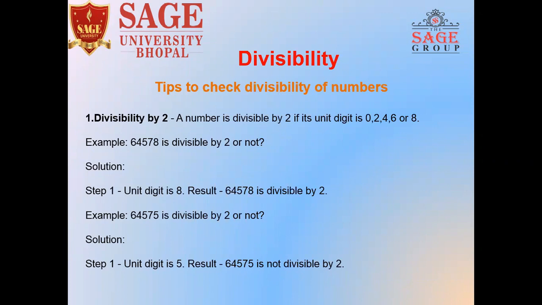First, divisibility by 2. Is the given number divisible by 2 or not? How can we find? Suppose we take an example, 64578. We are only focusing on the unit digit 8. If this unit digit is divisible by 2, then the entire number is divisible by 2. So 8 is divisible by 2, then 64578 is divisible by 2. And if this unit digit is not divisible by 2, then the entire number is not divisible by 2.